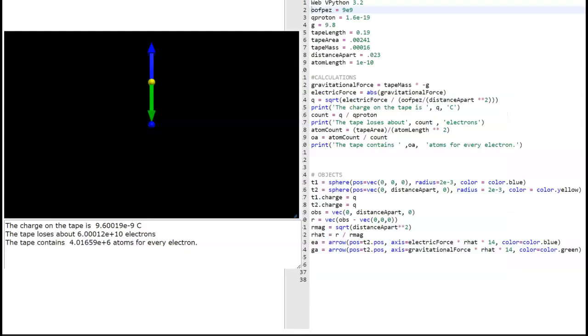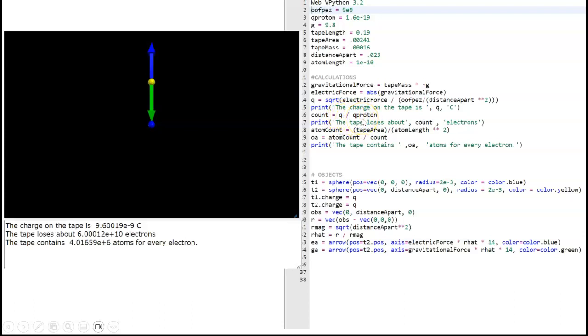As seen here, this is the code. We define K as 9 times 10 to the ninth, the charge of a proton to be 1.6 times 10 to the negative 19, G as 9.8, and here are my initial measurements. We calculate the gravitational force by multiplying the mass times G, and the electrical force as the absolute value of the gravitational force. We take the square root of the electrical force divided by K and the R squared value to get the Q value, because we have Q1 and Q2, and we're assuming that the charges on each tape are the same. And we can get the count by dividing the overall charge by the charge of a proton.